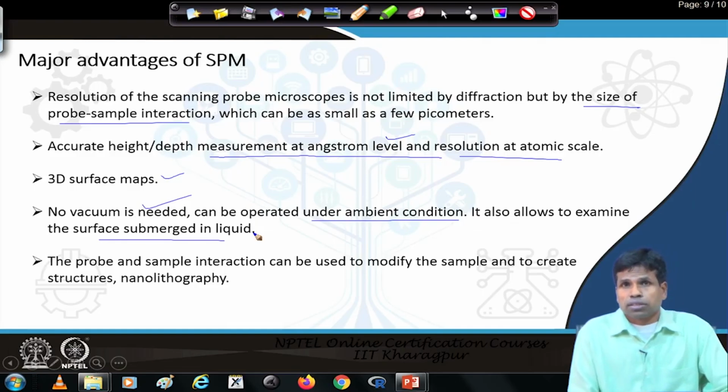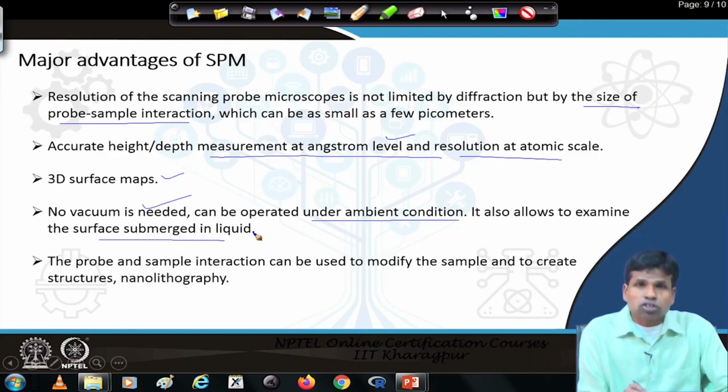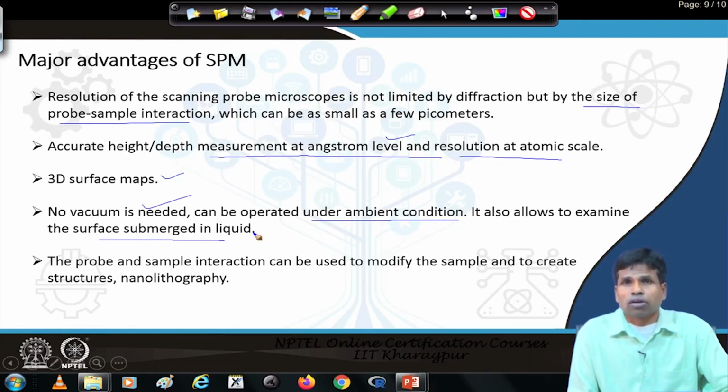In previous cases, scanning electron microscope, TEM or helium ion microscope, none of them provides information on a liquid sample. They all work on solid samples, because we need high vacuum. But in this case, we can examine the surface submerged in liquid, which means all kinds of biomaterials or biological samples, living materials, can be studied using this technique at the atomic scale.